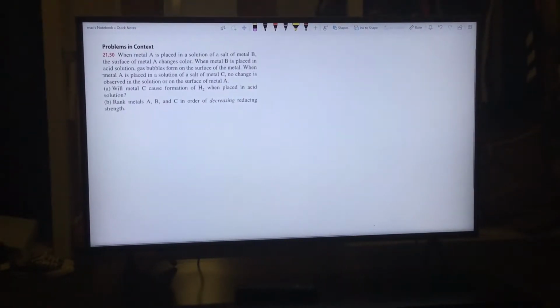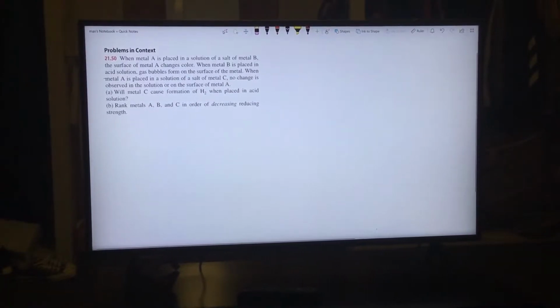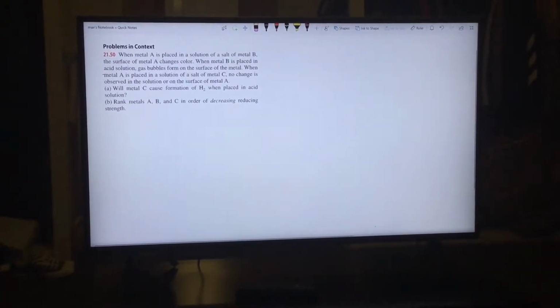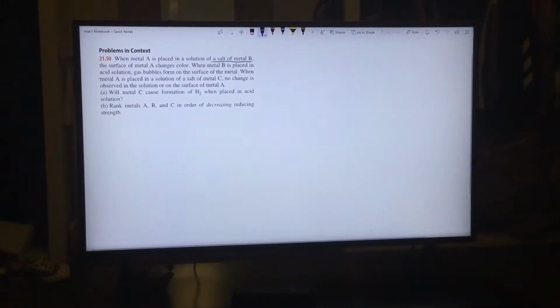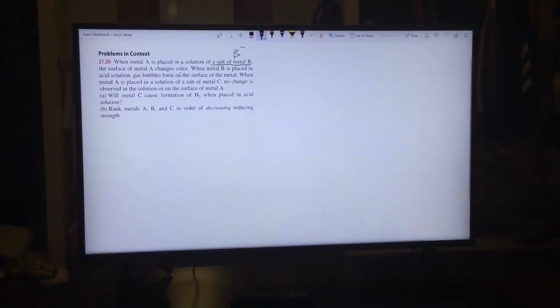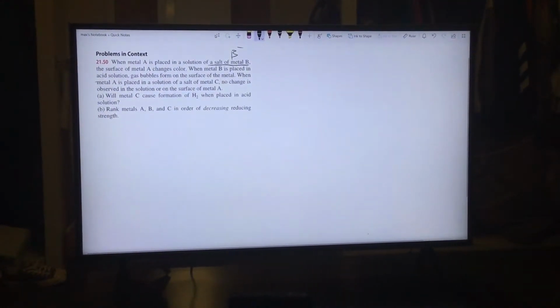Okay, now let's look at number 50. First, we need to really carefully read this question because all the information is included in there. So first, when metal A is placed in a solution of the salt of metal B, so which is B minus, and the surface of the metal A changes color, that means there is a reaction going on when you put these two together.